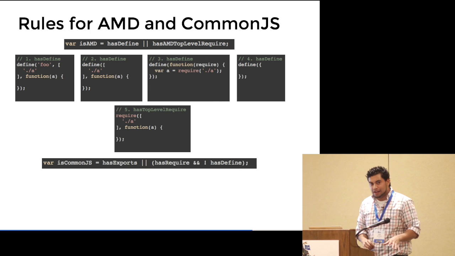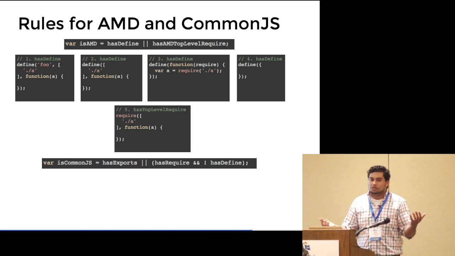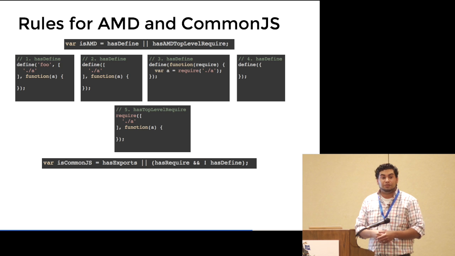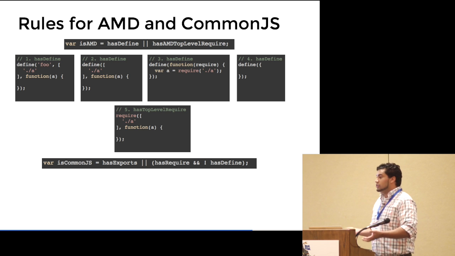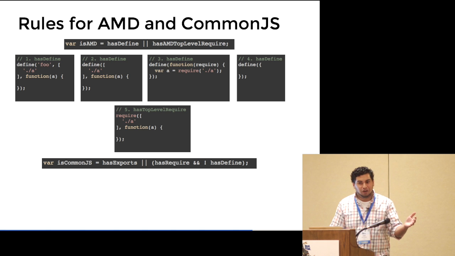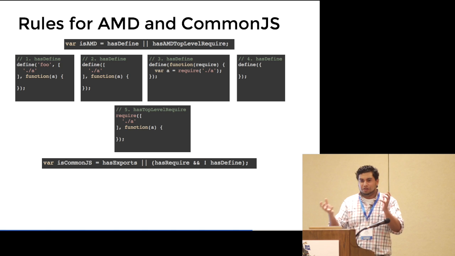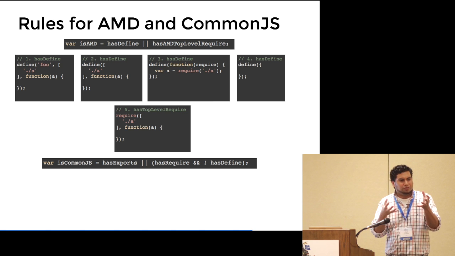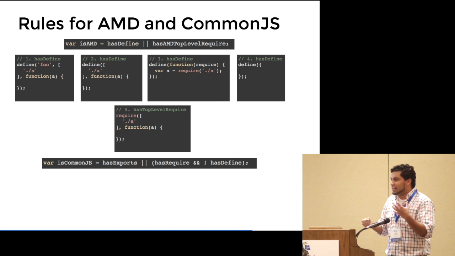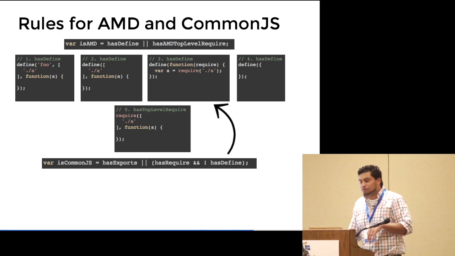Let's talk about CommonJS. A file is in CommonJS if in fact it has an exports statement, or if it has a require function call. But hey, that sounds very, very familiar. There are some ambiguities, there are some conflicts between CommonJS syntax and AMD syntax. We have to write rules that allow us to avoid those conflicts.